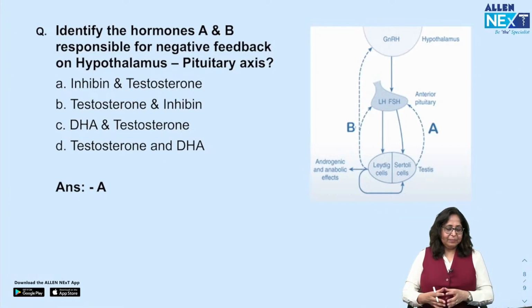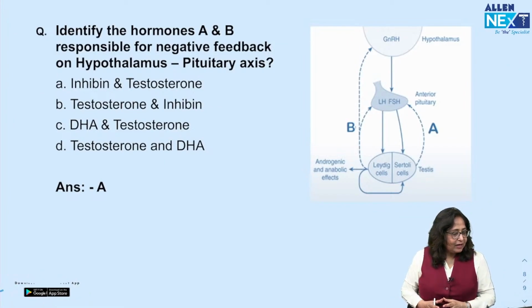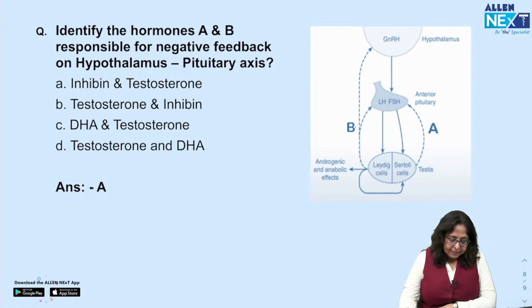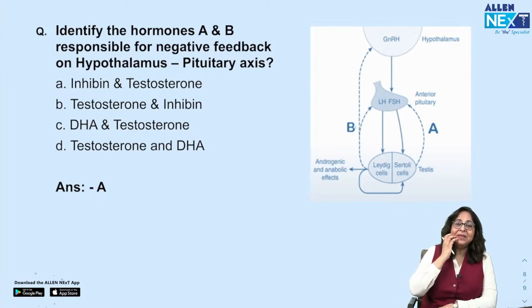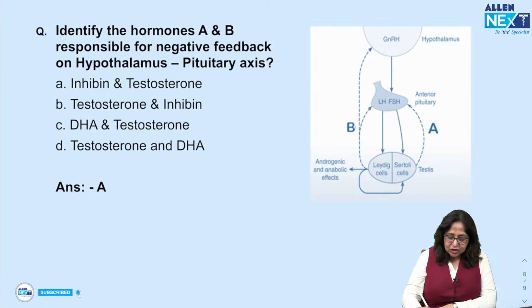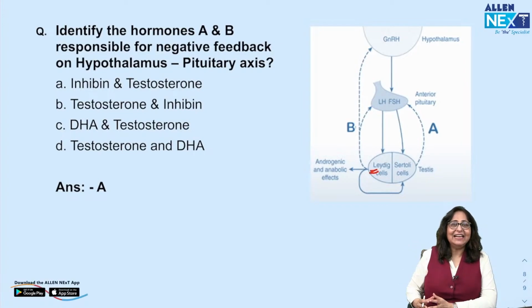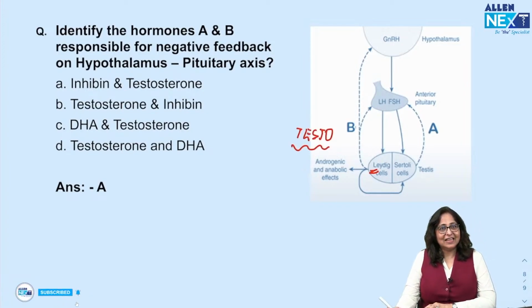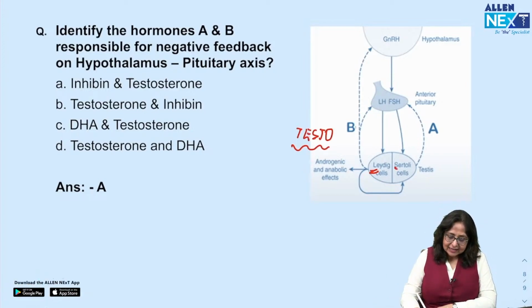Identify the hormones A and B responsible for negative feedback on hypothalamus pituitary axis. Again, a question that we discuss very frequently. So let's try and see this. Now, remember LH, and the receptors for LH are present on the Leydig cells, and Leydig cells are responsible for the secretion of testosterone. FSH receptors are present on Sertoli cells. And Sertoli cells will secrete inhibin.